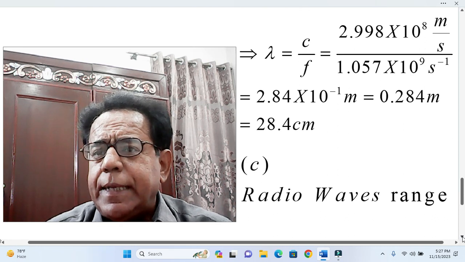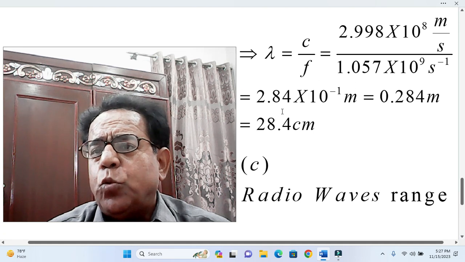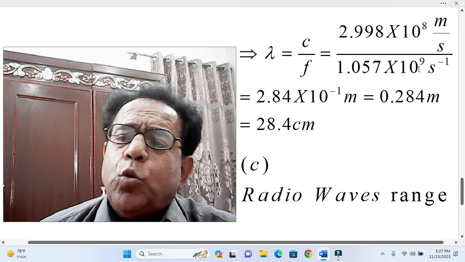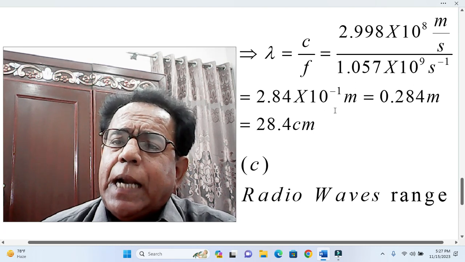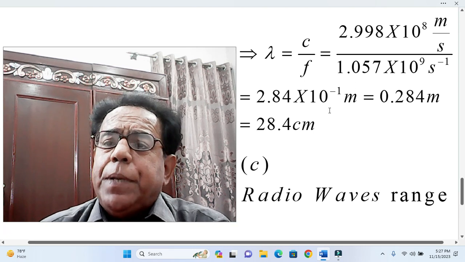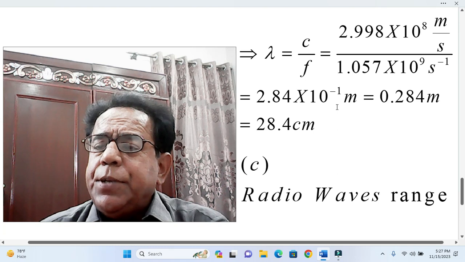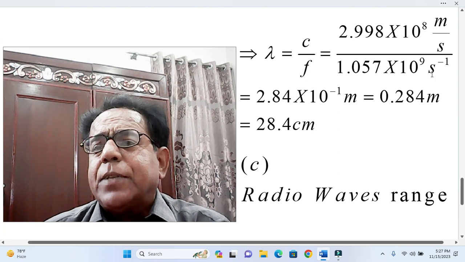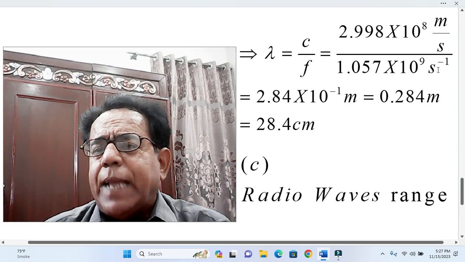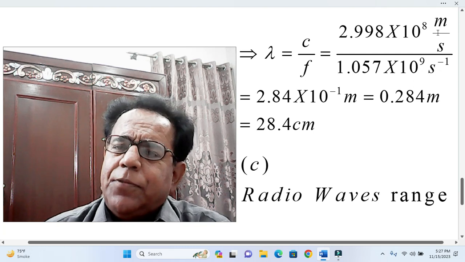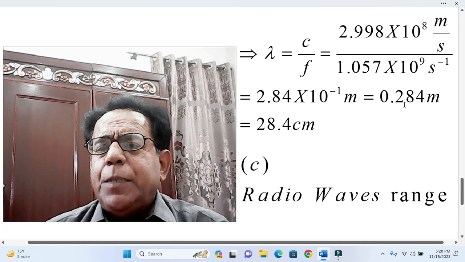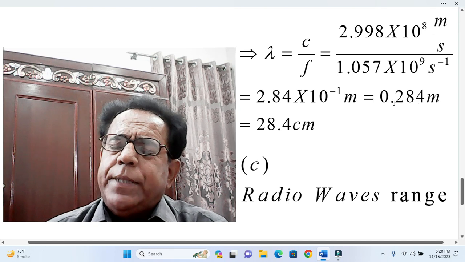When we divide 2.998 by 1.057, we get 2.84. Moreover, 10 raised to the power 8 is in the numerator and 10 raised to the power 9 is in the denominator. So 10 in the denominator will prevail, and we will get 10 raised to the power minus 1, because this 10 when shifted to the numerator will become 10 raised to the power minus 1, into meter. However, second inverse will be cancelled with second inverse, because this is meter per second, that is 1 over second, and in the denominator second inverse, this is also equal to 1 over second. So second inverse will be cancelled with second inverse, and we get 2.84 into 10 raised to the power minus 1 meter, and this becomes equal to 0.284 meter.